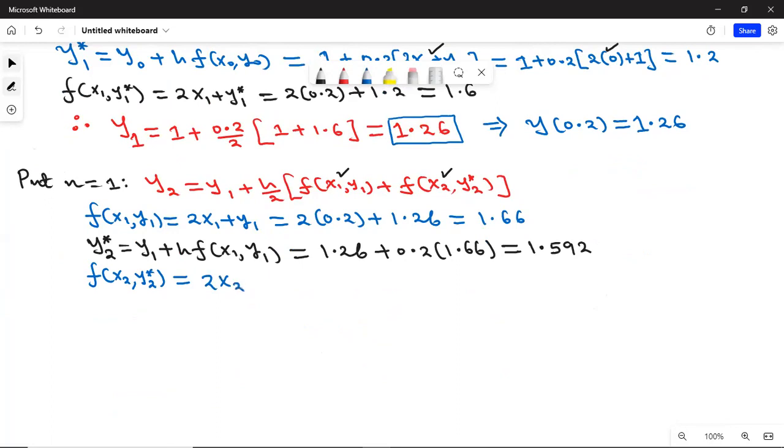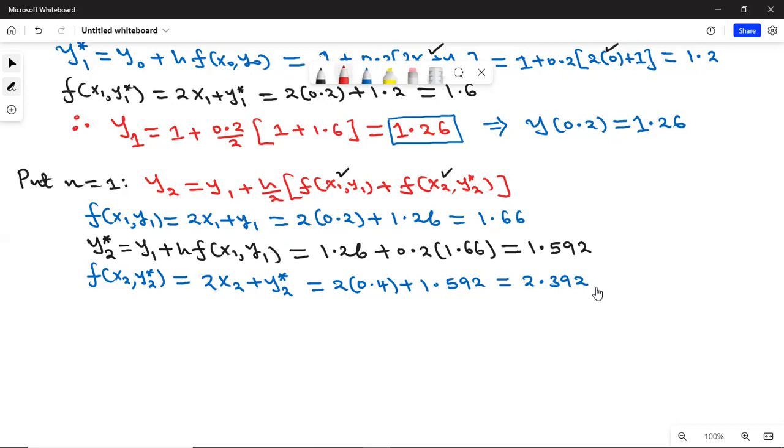2x2 plus y2 star. That is 2. Our x2 is 0.4. Our y2 star we have found to be 1.592. When you press this in your calculator, you need to get 2.392.